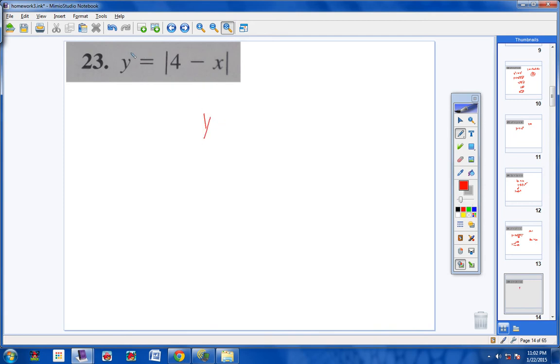Y is already isolated. It's all by itself. So simply put numbers in for x. And every time you put a number in for x, you will get out only one output. Okay? I don't care what number you put in for x. You will get out one output.